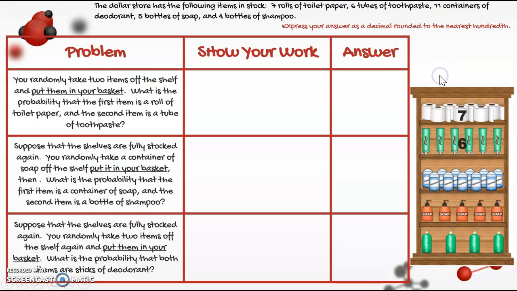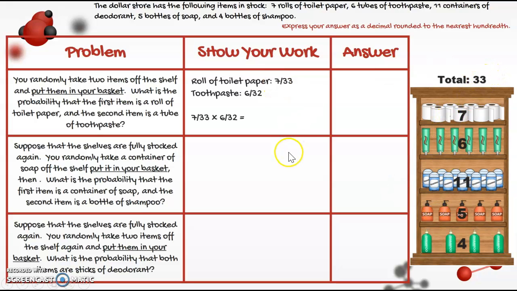The first thing we need to do is total up all of our supplies. We have 7 toilet papers, 6 toothpaste, 11 deodorant, 5 soaps, and 4 shampoos, which gives us a total of 33 items. So when I go for this first one, I take a roll of toilet paper out. That's 7 out of 33, but I'm not putting it back. I'm actually putting it in my cart. So then I go for a toothpaste. Notice how my bottom number changed by 1 because I took that toilet paper out. I still had 6 toothpaste though. I'm going to multiply these 2 fractions, and then I'm going to get my answer.